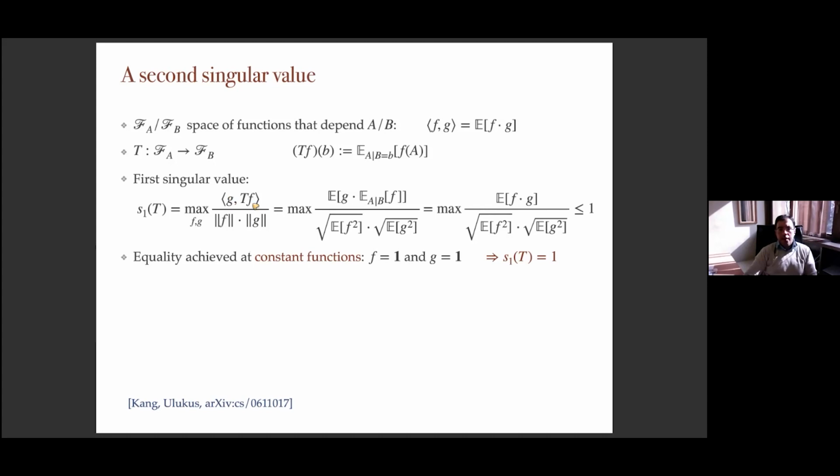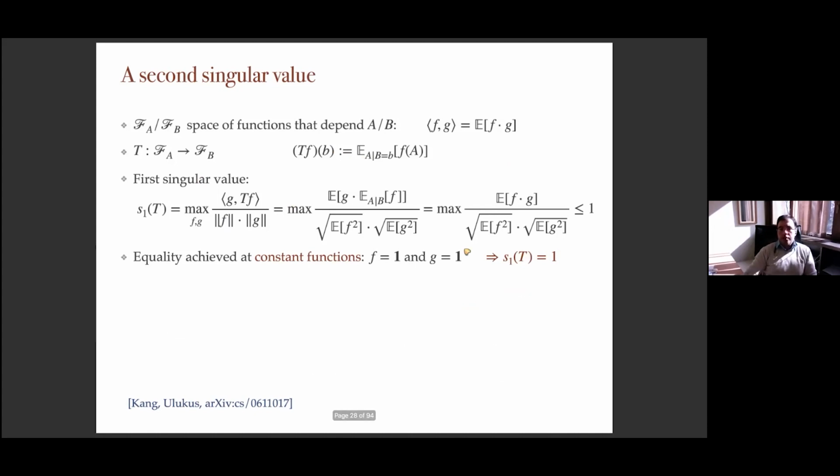But if I let F and G be the constant functions with value one, then this would be an equality. By constant function, I mean a function that always outputs one. So F of A is equal to 1, and G of B is equal to 1. The product of F and G in that case would be just 1, and the expectation of this constant function 1 would be just 1. Also, the norms here would also be 1, and then you get equality here. Anyway, we see that the first singular value of T, this operator here, is 1.